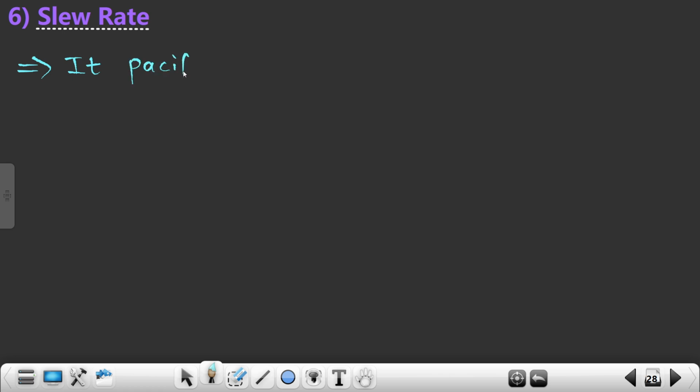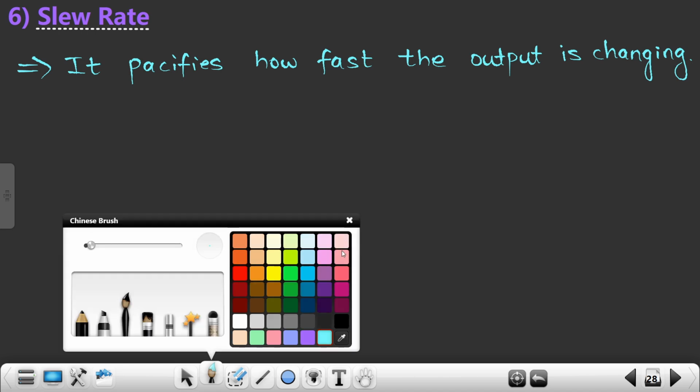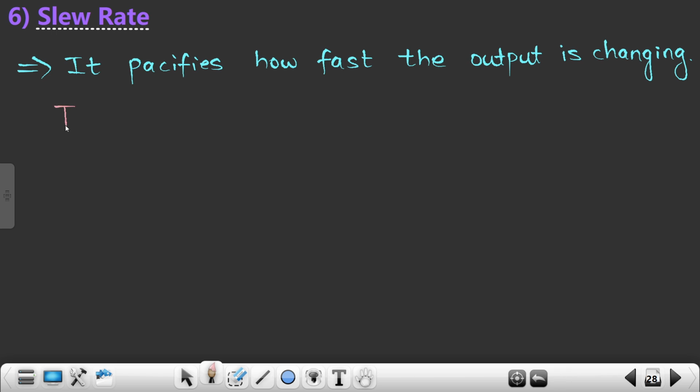It specifies how fast my output is changing. Ideally, slew rate should be infinite, or practically speaking, it should be as high as possible.